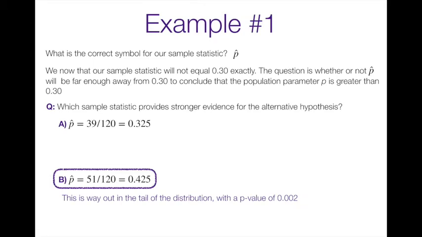And it turns out that that's actually pretty far out in the tail of the distribution, and it has a p-value of 0.002. You don't need to worry about where I came up with that right now. Just trust me, that's the p-value. So the interpretation of that would be that it's very unlikely to have happened just by random chance. There's only a 0.2% chance of seeing this just by random chance if the null was true.